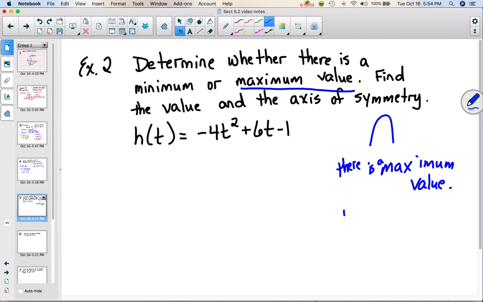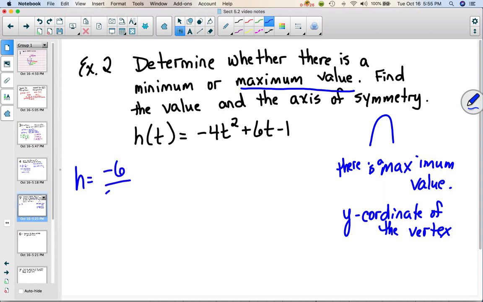The maximum value is going to be the y-coordinate of the vertex. That's the highest point. So I'm going to have to find the y-coordinate of the vertex, but before I can do that, I have to find the x-coordinate. To find that h value, the x-coordinate of the vertex, I'm going to do the opposite of b over 2a. So we get a positive 6/8, or a positive 3/4. And then I need to evaluate h of 3/4.